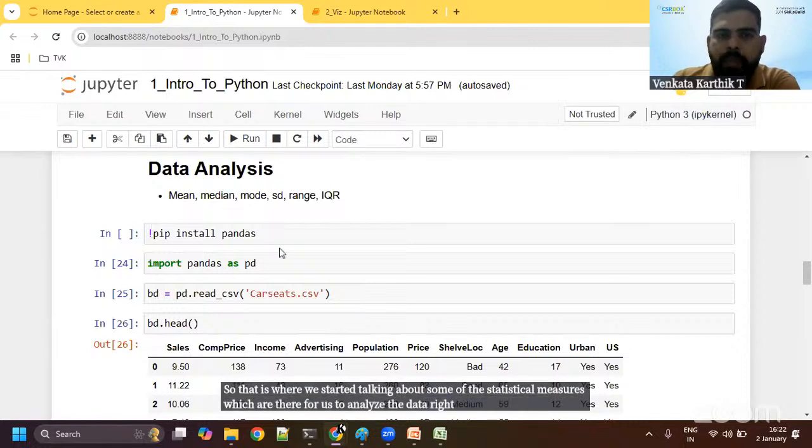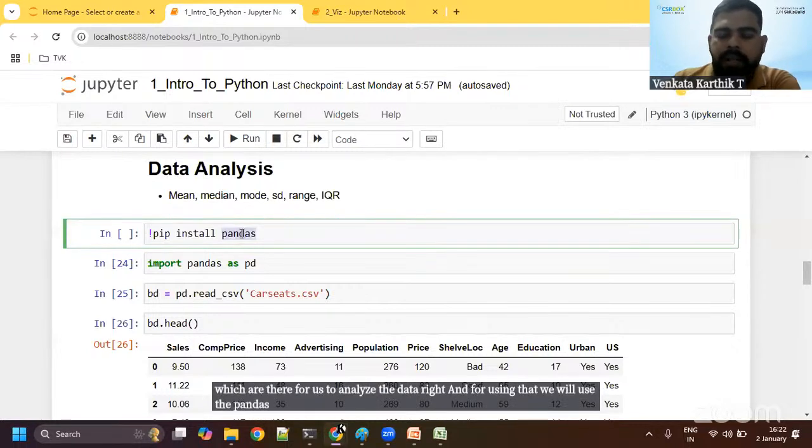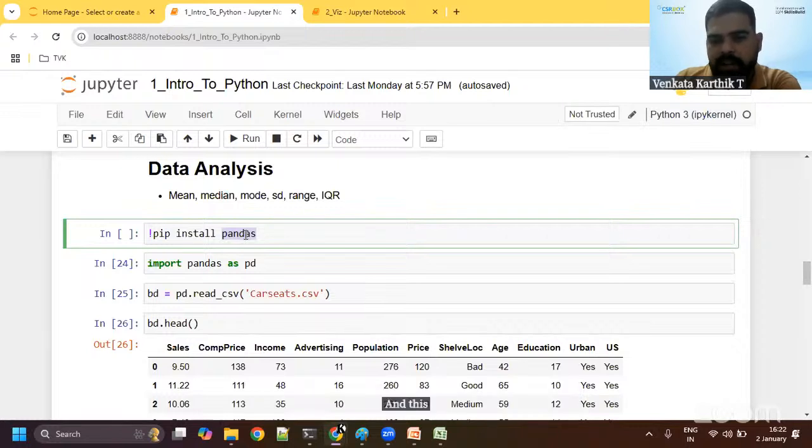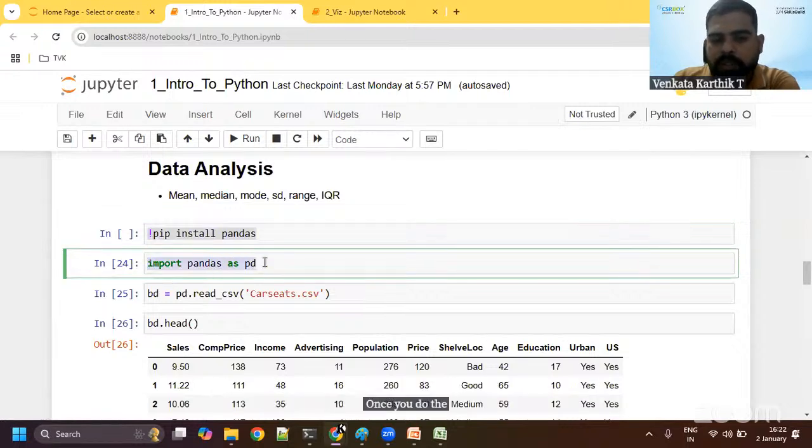And for using that, we thought we will use the pandas library. Pandas library is a very famous library for all data related activities. So you can make use of pandas. This may not be there directly, so you may want to do a pip install of pandas. Once you do the pip install, you import that package or library.